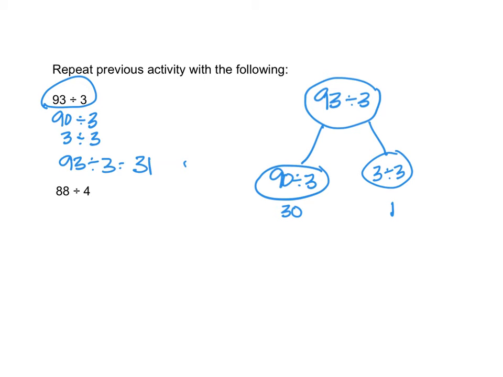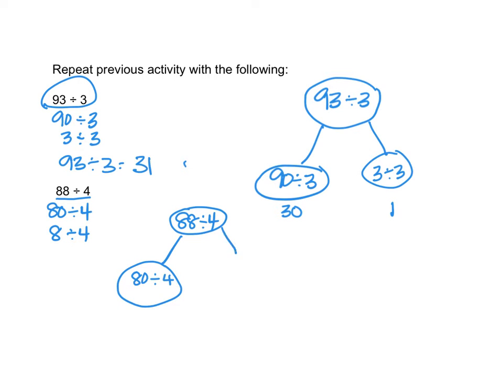Okay, let's look at 88 divided by 4, and I kind of took a lot of room with the other one. So we're going to start 88 divided by 4. Let's divide that into 80 divided by 4 and 8 divided by 4. 80 divided by 4 in unit form is 8 tens divided by 4 equals 2 tens. Okay? We are going to draw, let's start here. 88 divided by 4 is our original problem. We divided that into 80 divided by 4.